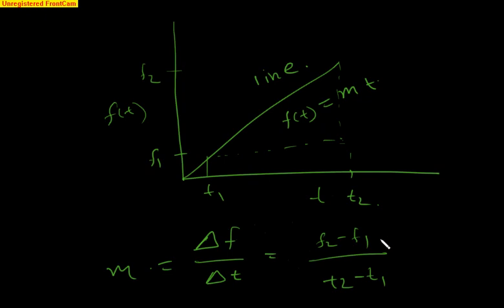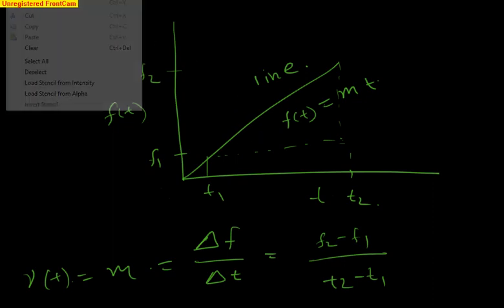Okay, that's it. No requirement of limit delta tends to 0. That much simple is this slope, or you can write v of t. For finding out the slope of a line, we don't need calculus. It is common sense to find out the slope of a straight line.